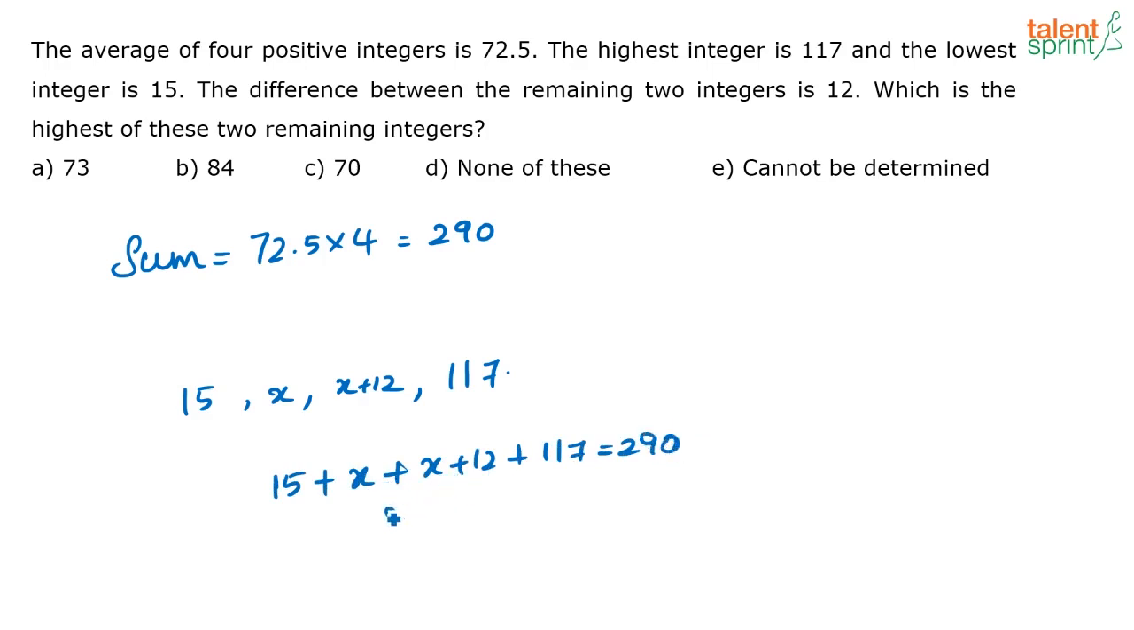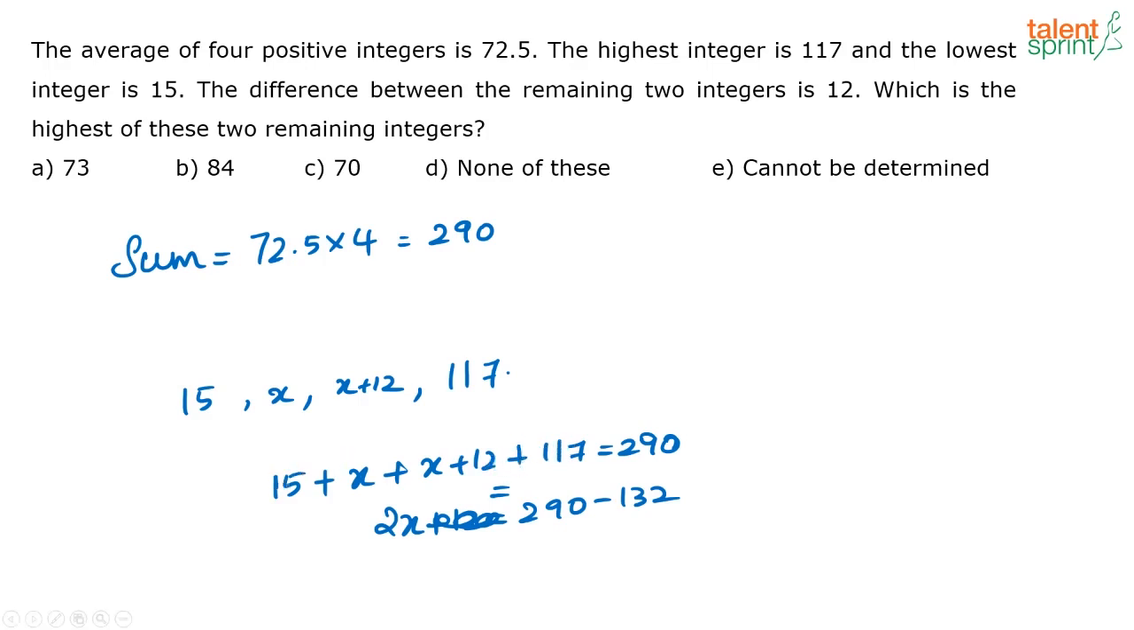That is, here it is 2x plus 12, correct? 2x plus 12 is equal to 290 minus 117 minus 15. So if you solve for this, what do you get? You get 290 minus 132. Or I can say 2x is equal to 290 minus 132. 132 is the sum of these 2, correct?